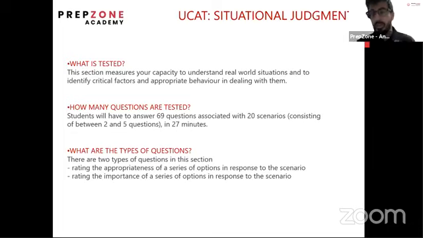Similarly, 69 questions, 27 minutes, less than a minute per question. For answer choices, you'll have to rate the appropriateness of a series of options in response to the scenario, or rate the importance of the series of options in response to the scenario, right? So it is an ethics-based question. You definitely cannot neglect this section because this is how universities would see whether you are ethical enough or not.